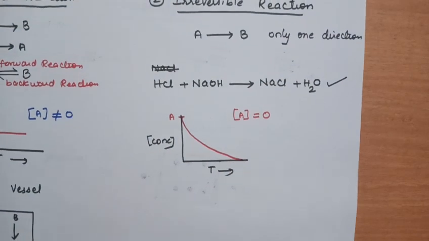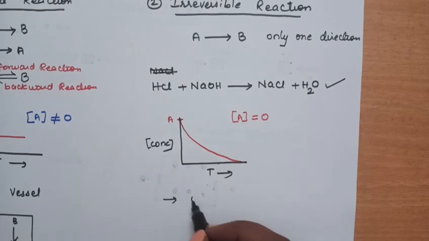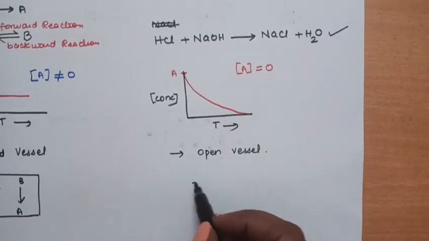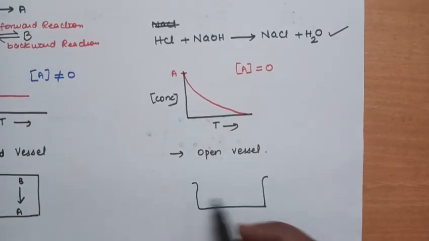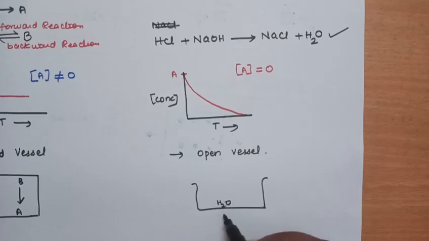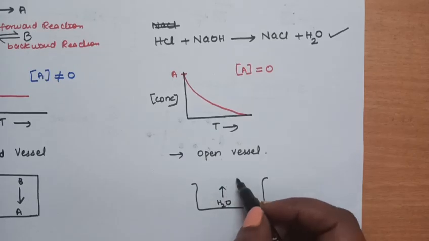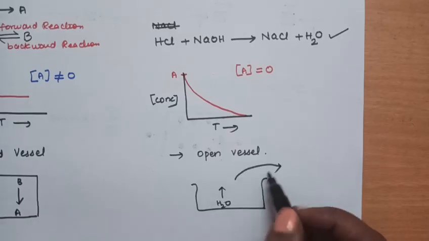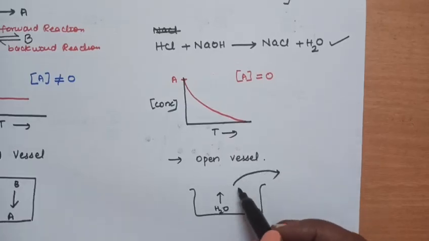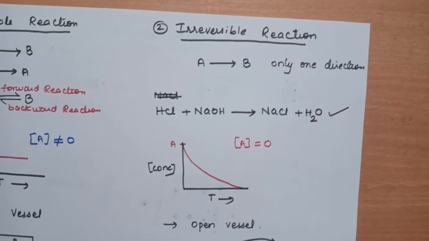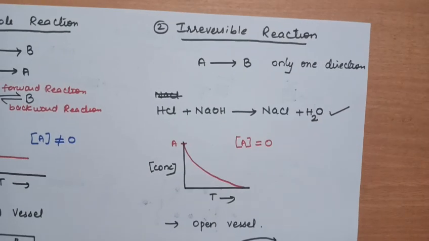And an irreversible reaction takes place in an open vessel. That is, we are taking a beaker. So in this, take water molecules and you start heating them. They will be converted into vapor and escape. So again it will not react and it will not form the reactant. So this is called an irreversible reaction.